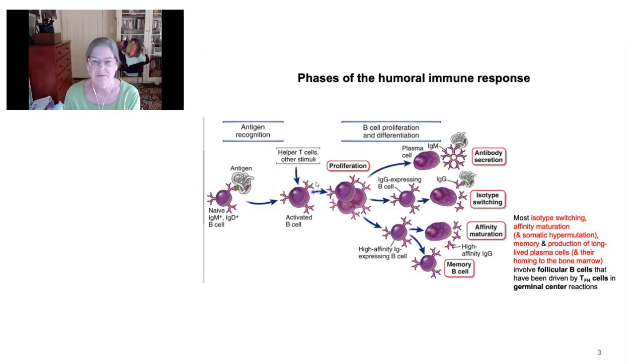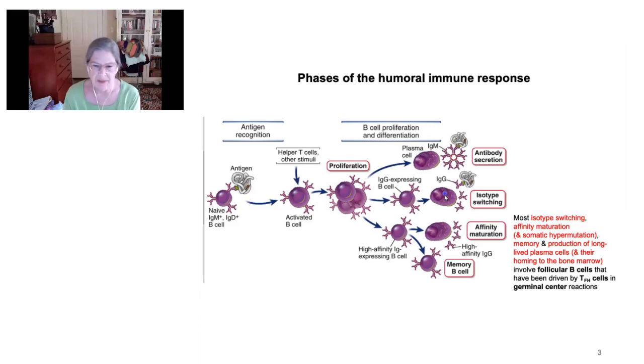So now that receptor's turned into a secreted antibody, but with the help of T follicular helper cells, these B cells will also undergo isotype switching, so they'll switch their heavy chain constant region from, for instance, a mu to a gamma. So now it'll retain the same light chain, but switch the heavy chain constant region. That's called isotype switching. So now you will have B cells, plasma cells that secrete IgG or IgA or IgE.